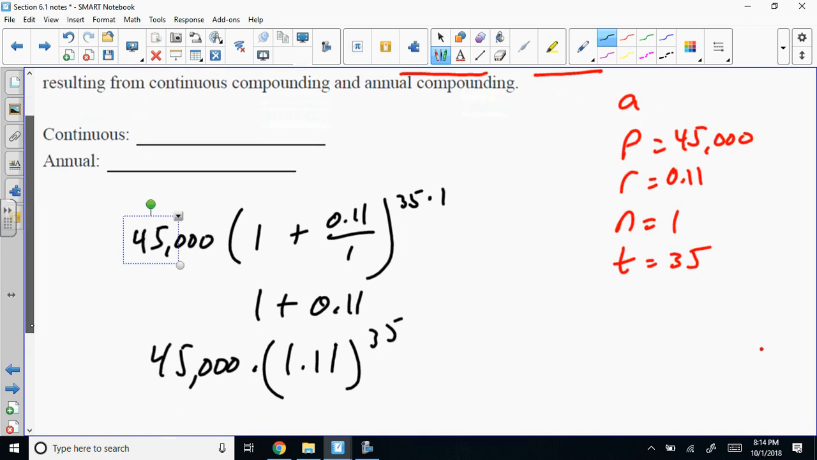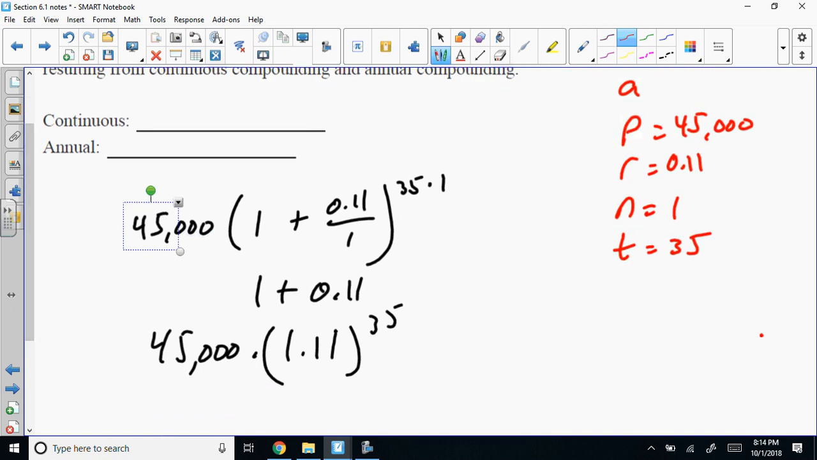Y'all see what I'm doing here? I'm using the compounding formula, right? But 0.11 divided by 1 is nothing more than 0.11. So 1 plus 0.11 is 1.11. 100% is 1 plus 11% growth raised to 35. So it's really the A times B raised to the T, right? But if I just wrote 45,000 times 1.1 raised to 35, you won't see how that progresses through. So it's a little bit easier to see this. I know it's a little bit more work, but it ties back into what we were doing.